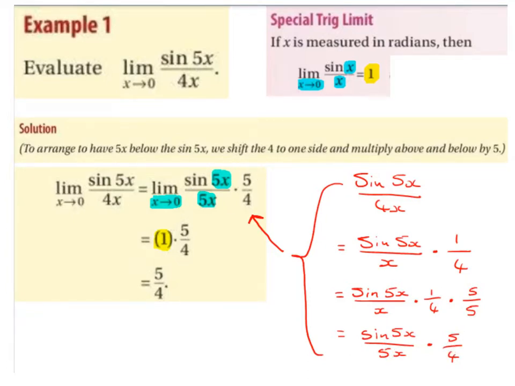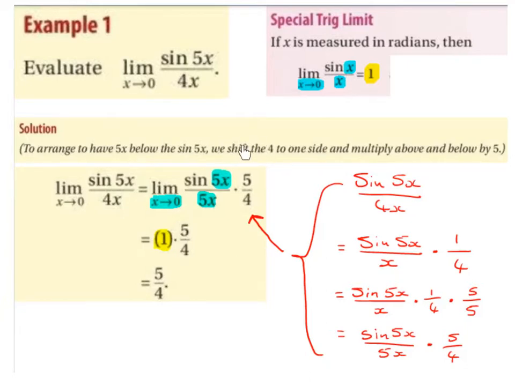So now that we have sine 5x over 5x, it matches up with our special trig limit. So we know the limit of sine 5x over 5x as x approaches 0 is 1. And we're going to multiply it by the 5 over 4, and 1 times 5 over 4 is just 5 over 4.